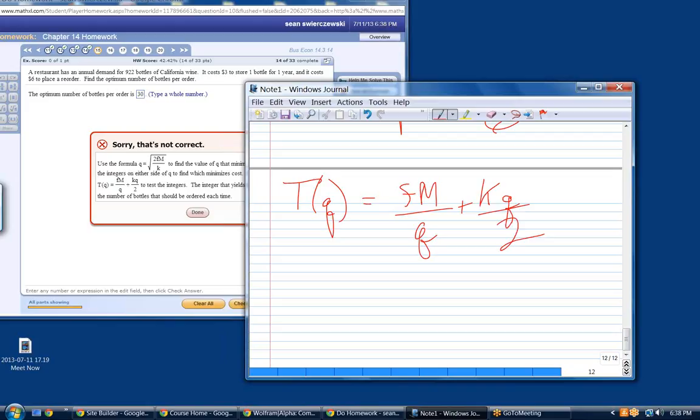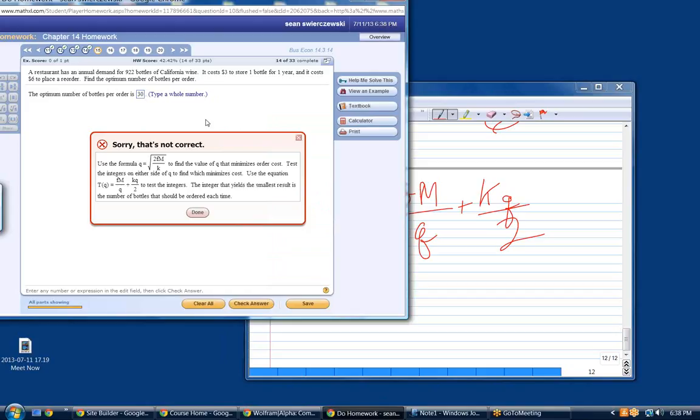So does that mean we need... Since that was a guess, we can't assume that it's either 30 or 31, can we? Test each of them. We could test what T of Q is. It says, use this equation to test the integers on either side of Q. Well, the integers on either side of Q are going to be 30 and 31. So if we plug in 30 into here and 31, whichever gives us the smallest cost is the one we want to use.